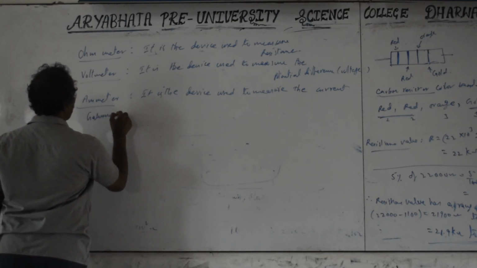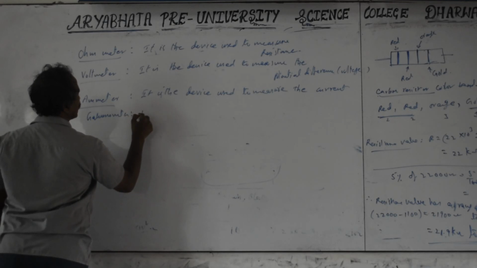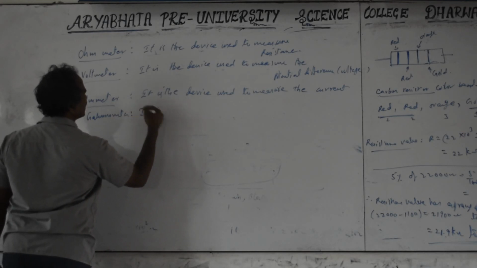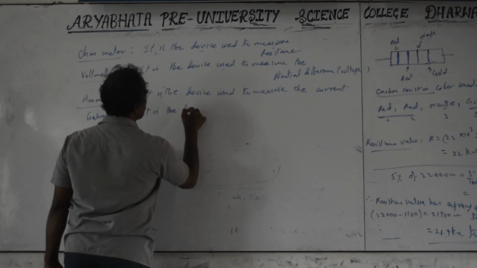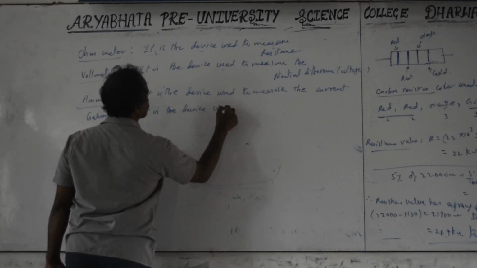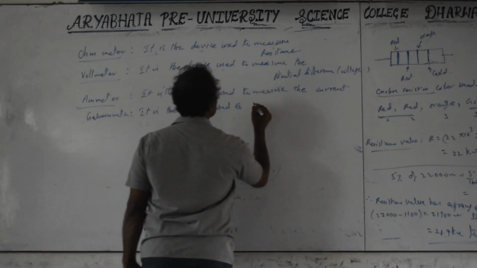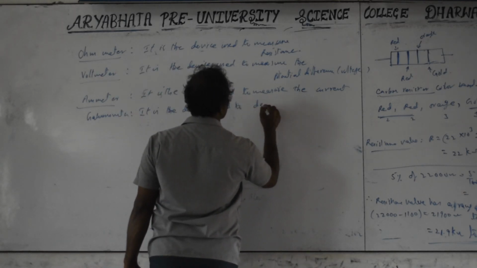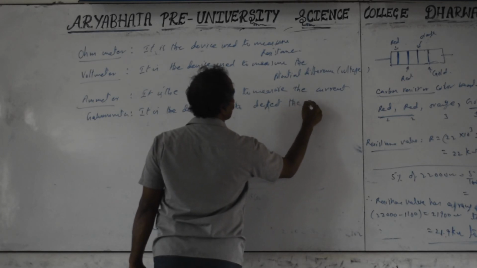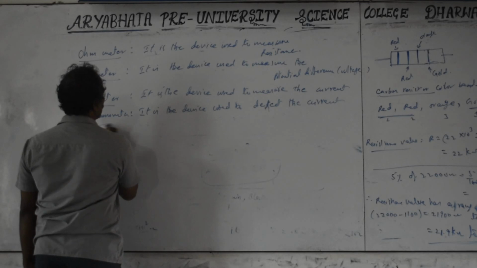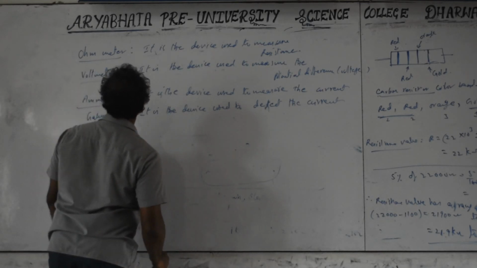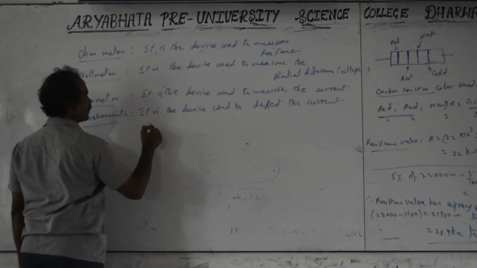Galvanometer. These are all electrical devices. It is the device used to detect the current, whether current is there or not. Detect the current, and it can be used to measure small currents also, and it can be converted into a voltmeter and ammeter.